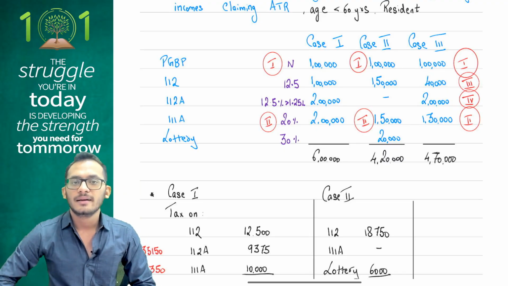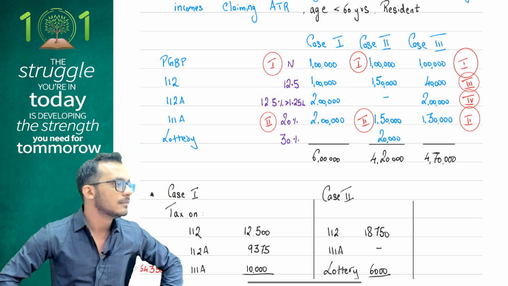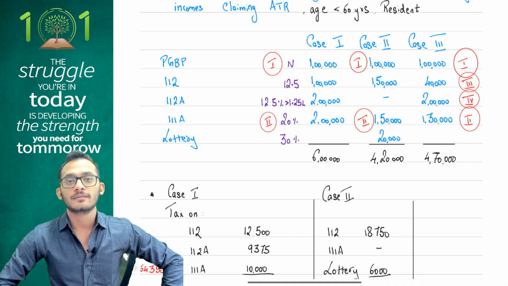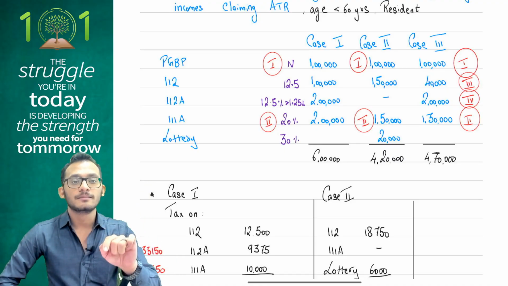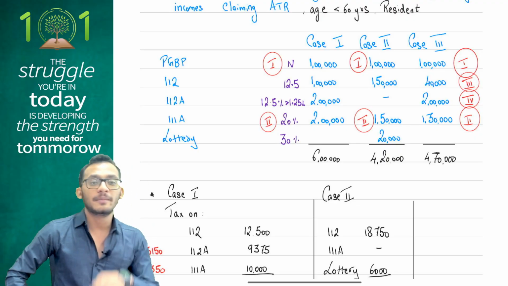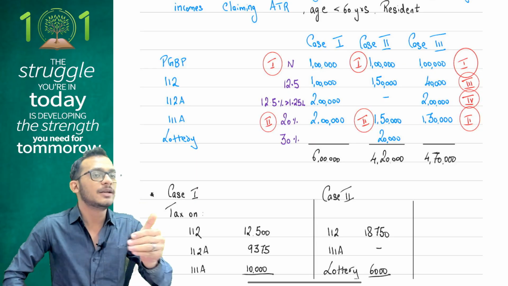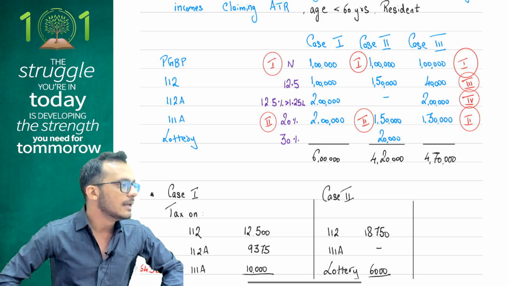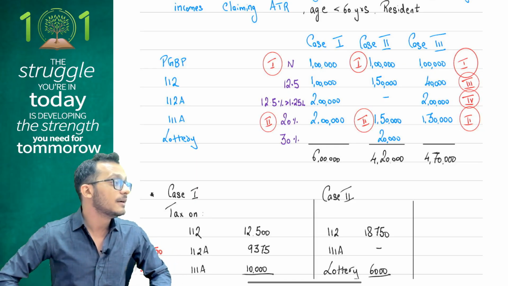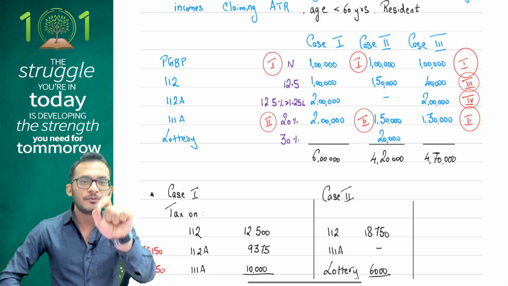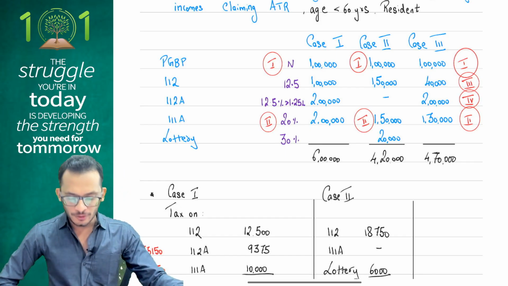Agreed. So what will I do? I will offer 112 to tax. How much can I offer? Will I offer fully? If I offer fully, there will be a problem. My tax may go more than 12,500. I don't want that. I will only offer so much of 112 which will give me 12,500. Why? Because I want rebate only for 12,500. Agreed, not agreed?